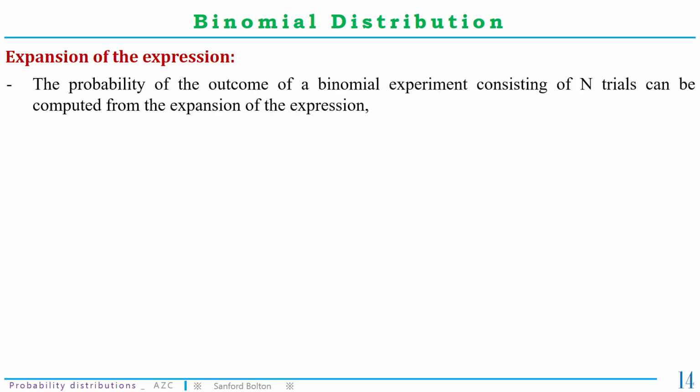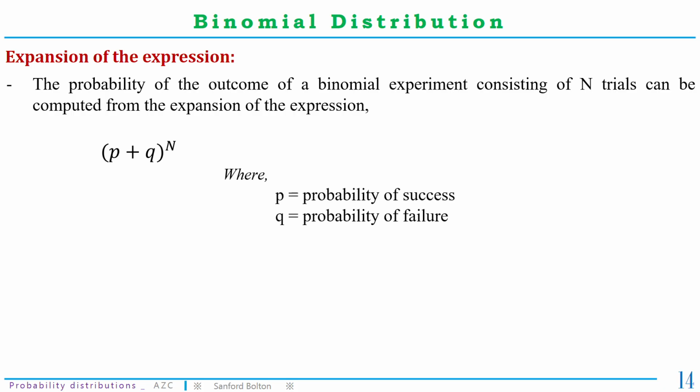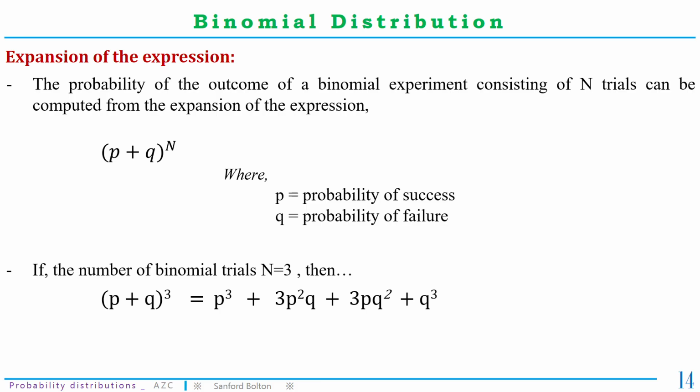Expansion of the expression. The probability of the outcome of a binomial experiment consisting of n trials can be computed from the expansion of the expression. The equation is (P plus Q) to the power of n, where P is defined as the probability of success and Q is the probability of failure. If the number of binomial trials n is 3, then the expansion of the expression is given below.